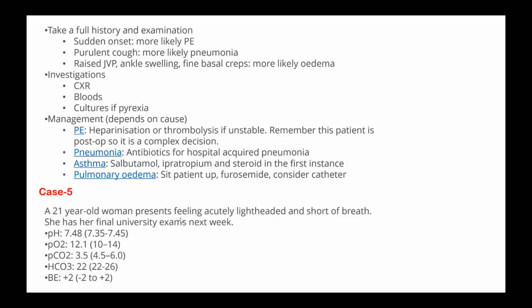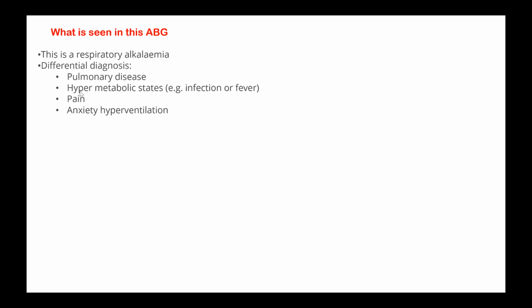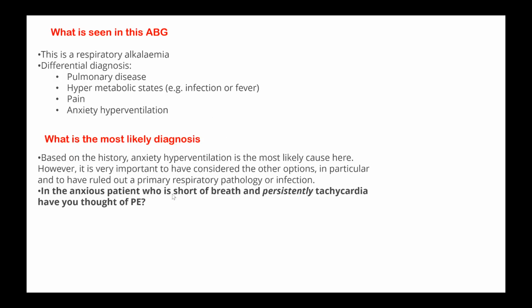Now, a 21-year-old female presents acutely lightheaded with shortness of breath, and she has final university exams next week. The pH is 7.48, PCO2 low, bicarb 22. Respiratory alkalosis, partially compensated. Differential diagnosis: hypermetabolic state, pain or anxiety. So with the anxious patient who is short of breath and persistently tachycardic, sometimes we have to think of PE.